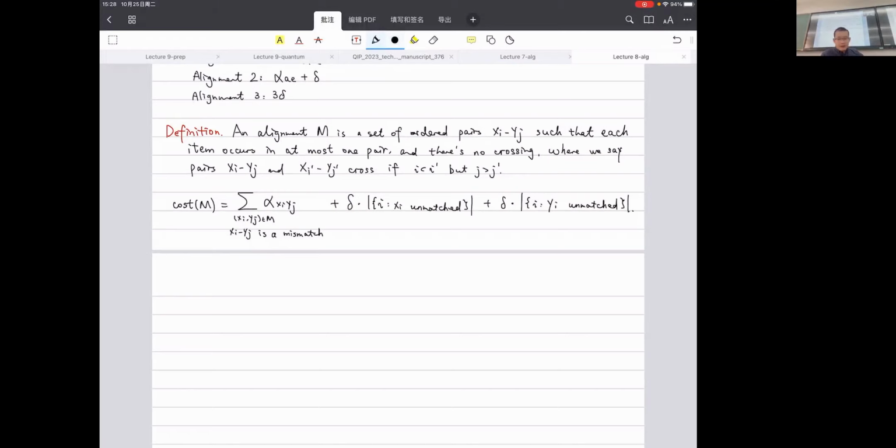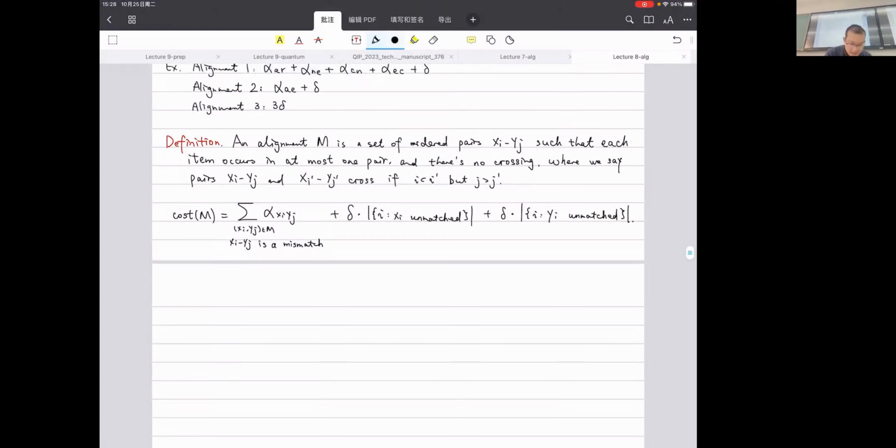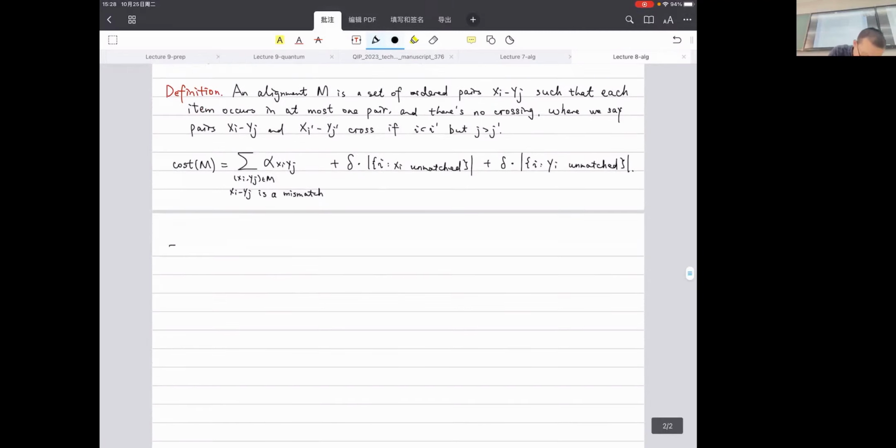In general, for this kind of alignment, if xi and yj are matched, then the pair (xi, yj) gives a mismatch, and you compute the summation of such alpha of xi, yj. On the other hand, we need to take good care of the gaps. We need delta times the number of all the i's such that xi is unmatched, and also delta times the number of all the i's such that yi is unmatched. If this is still a little abstract, let's see a specific example.